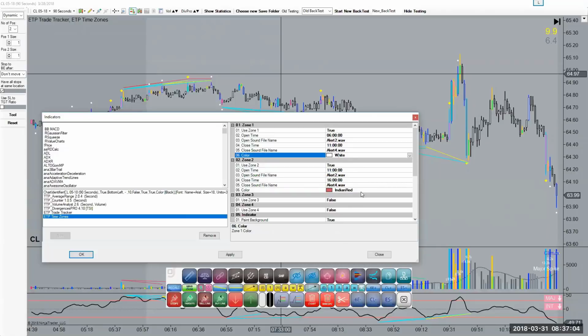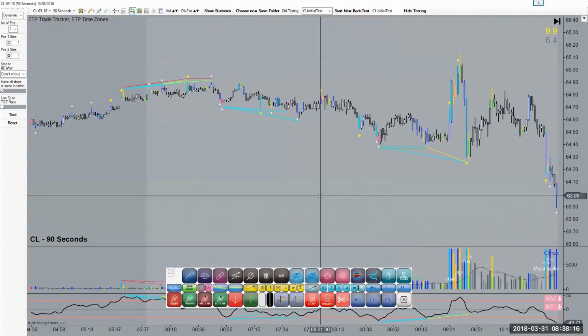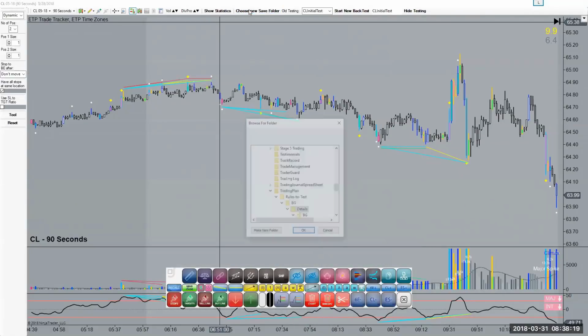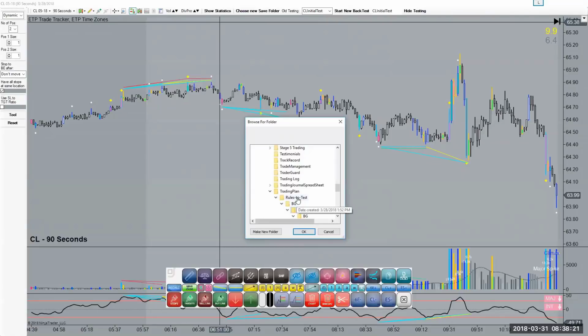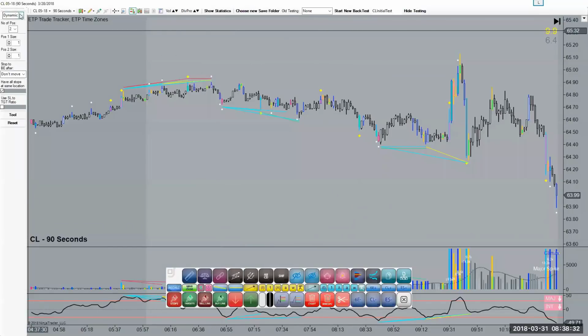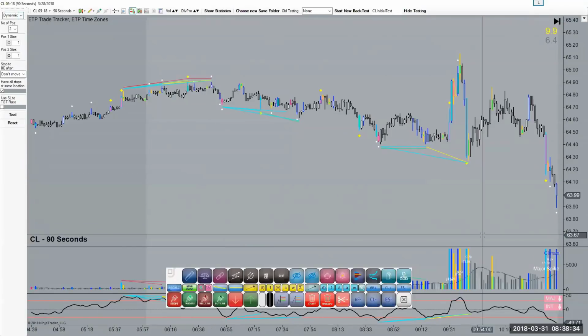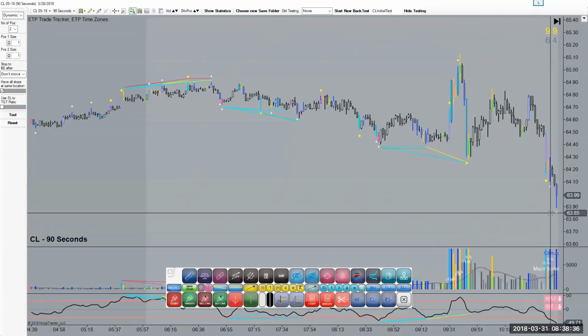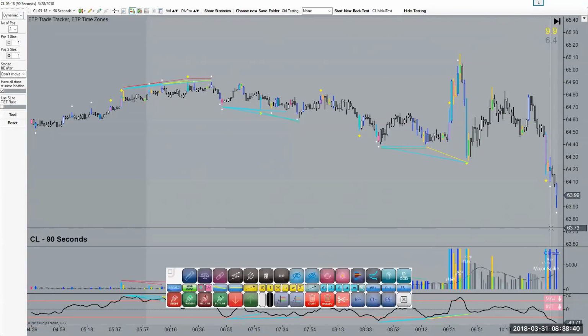So I've got this one in white with very little opacity, so it's almost transparent. And then this one in red. So we're set up for a new test. I think I'm saving it properly here. I've got it set to dynamic so that I can do custom exits. I can select the exact bar that I want to take target 1 off, the exact bar that I want to take target 2 off.